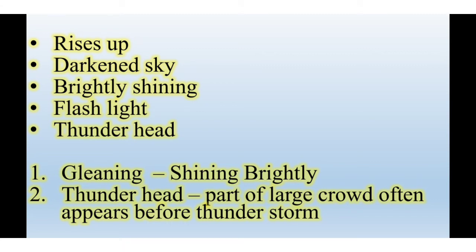So kids, when the sky becomes darker, from that we can see the flashlight for a while, right? And that flashlight is called the thunderhead. So the meaning of the thunderhead is a large part of cloud, often it appears before the thunderstorm. That is called the thunderhead. So this form of water is called thunderhead. Let us read further lines.